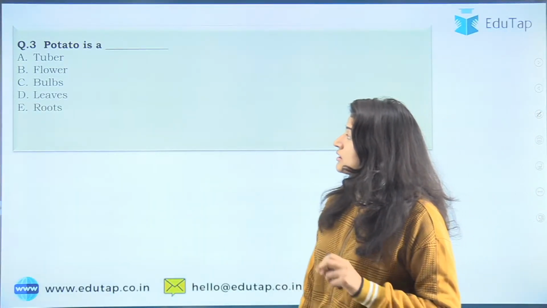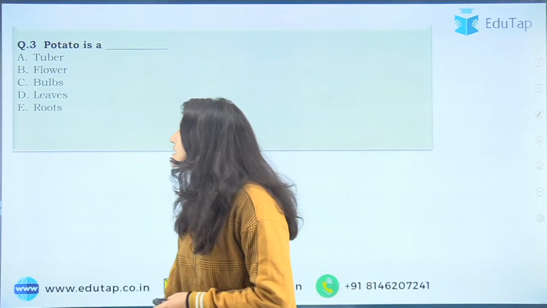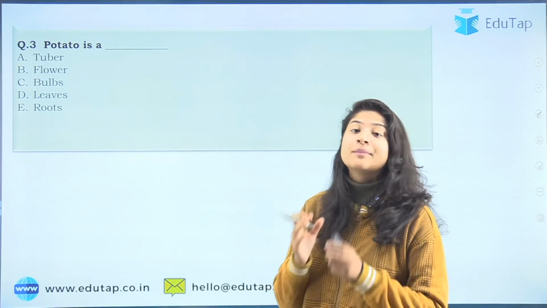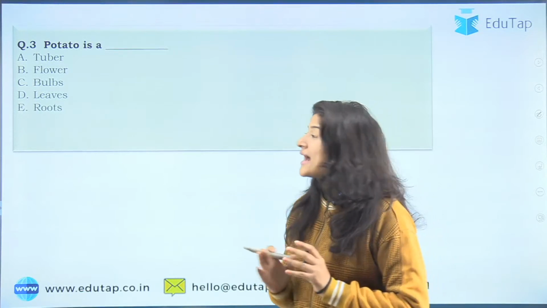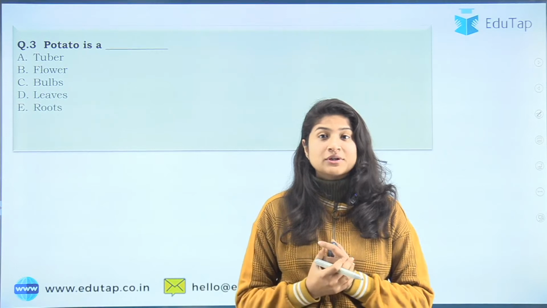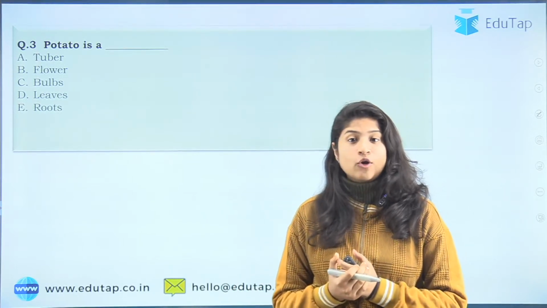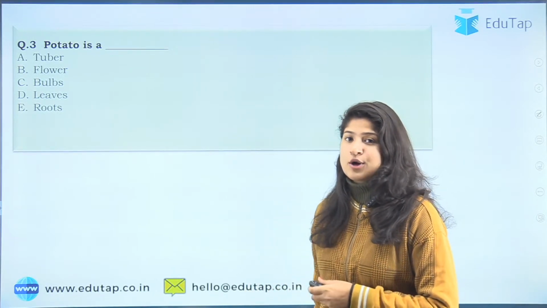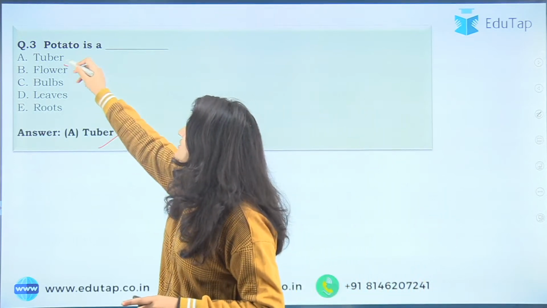All right. So now let's move ahead to question number 3, and it asks potato is a type of. Depending on whichever part of the fruit, vegetable or any plant that we consume, there are different categories. Here we have 5, and you have to tell, talking about potato, which part of the plant it is. All right, so see the correct answer over here, it is option A, that is tuber. So potato is a kind of tuber.